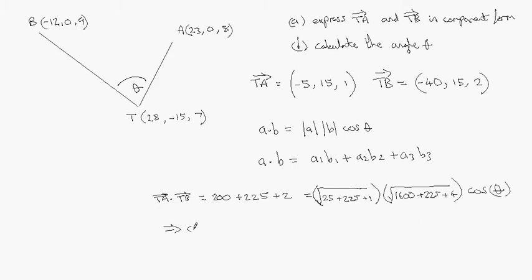Therefore, we can say that cosine of theta must be equal to this lot here, which is 427, divided by the square root times the square root. So here we have 251, or root 251, times this here, the square root of 1829.